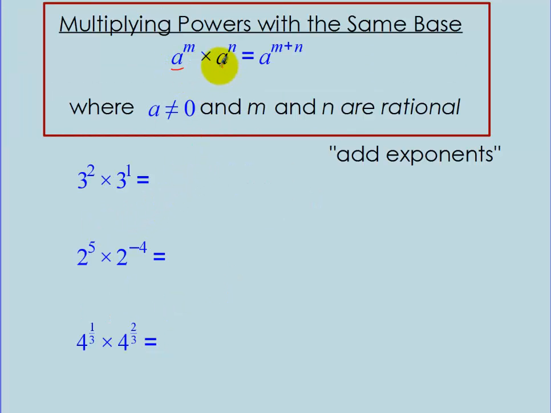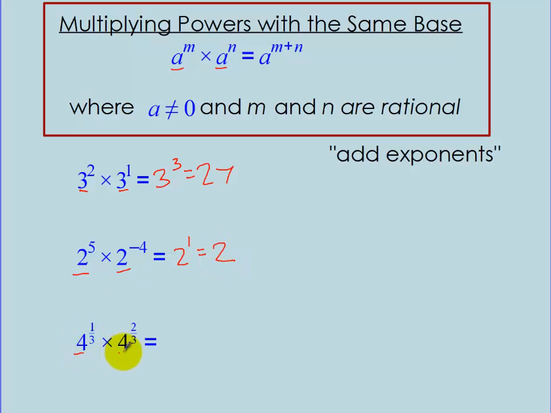Multiplying powers of the same base. If you have a to some power times a to a different power, you can just add those exponents up. So for example, 3 squared times 3 to the 1 power, since it's the same base of 3 and 3, that becomes 3 to the 2 plus 1, which is 3 cubed, which is 27. Next one, 2 to the 5th times 2 to the negative 4, same base. So 5 minus 4 becomes 2 to the positive 1 power, or just 2.